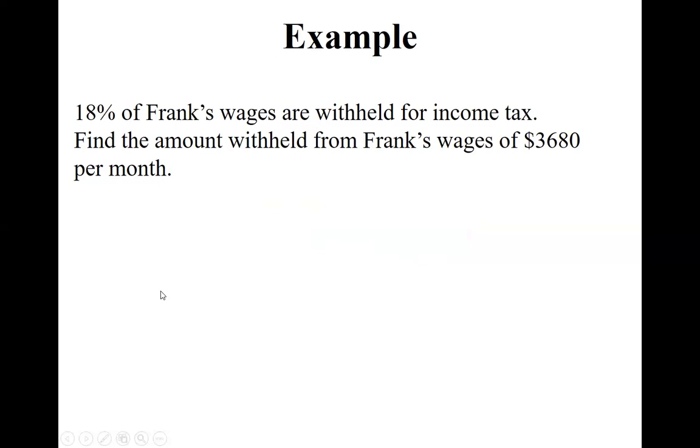18% of Frank's wages are withheld for income tax. Find the amount withheld from Frank's wages of $3,680 per month. So before tax, Frank makes $3,680 per month, and 18% of those wages are withheld for income tax. So step one of a word problem, remember, is understand, read, and reread. We want to find the amount withheld. We want to find the income tax.